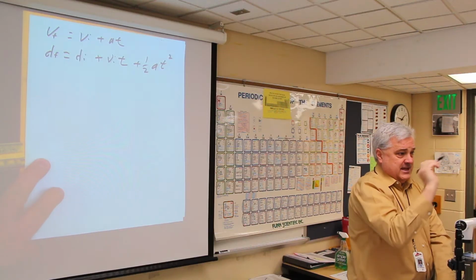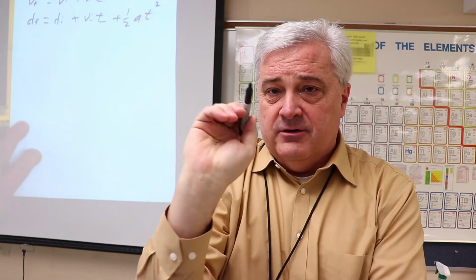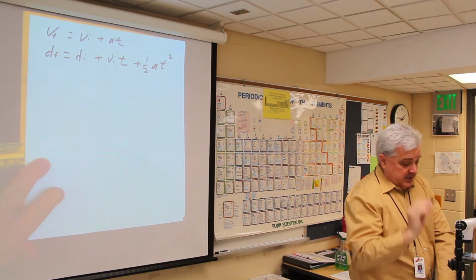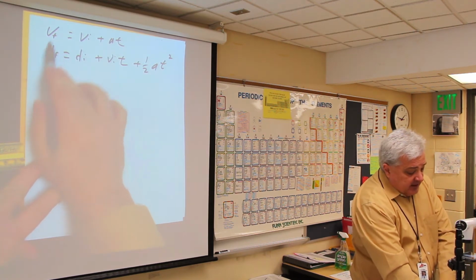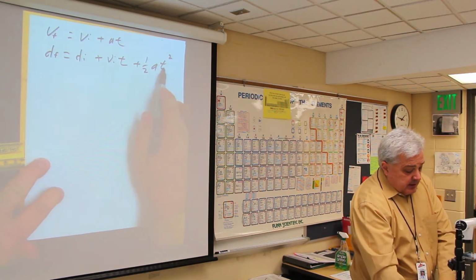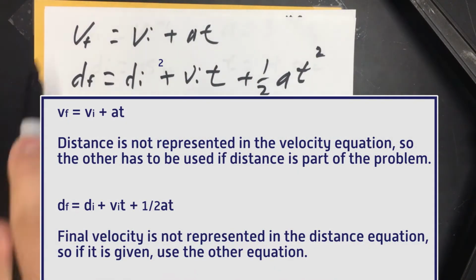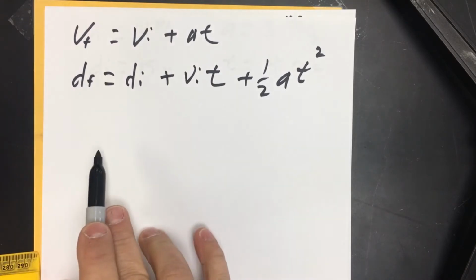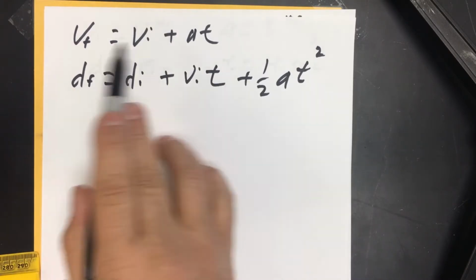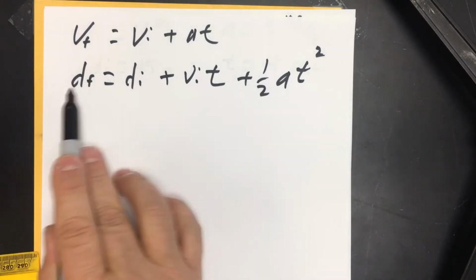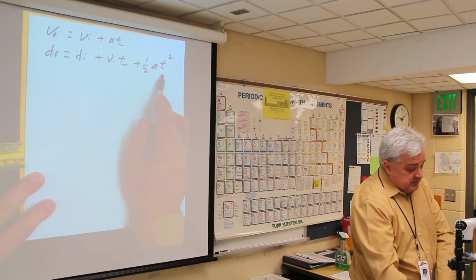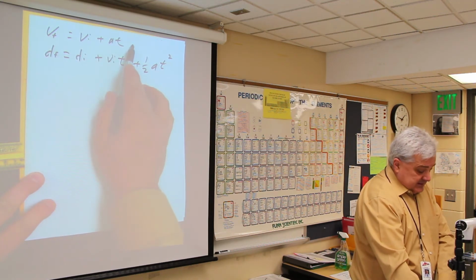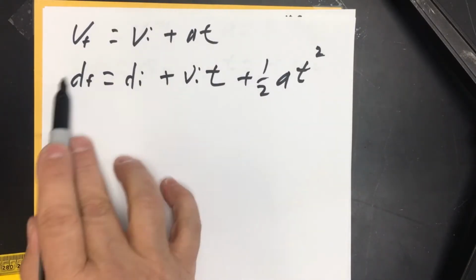Here's the trick. If you don't have final velocity, use this equation. If you do have final velocity, use this equation. If you don't have distance, use this equation. If you do have distance, use this equation. This is the only equation with distance. This is the only equation with final velocity. So that's how you know which equation to use.